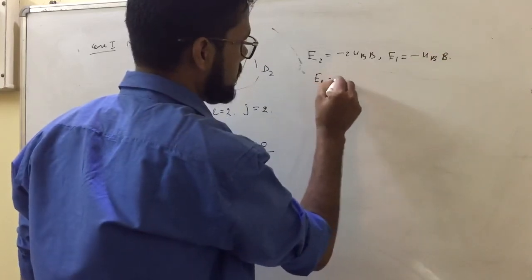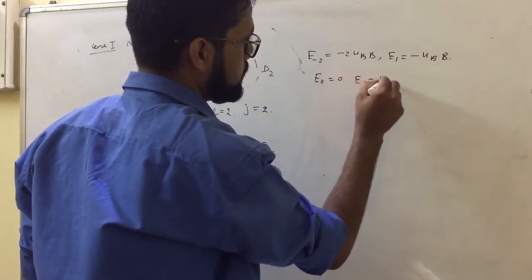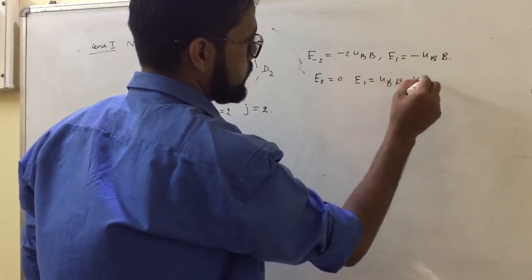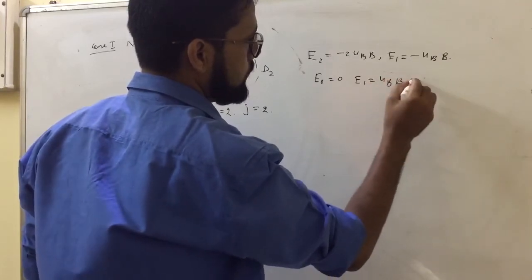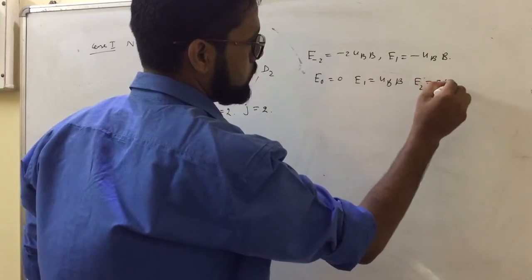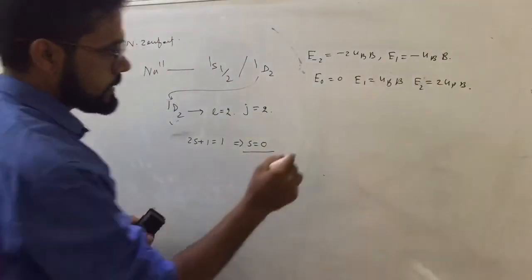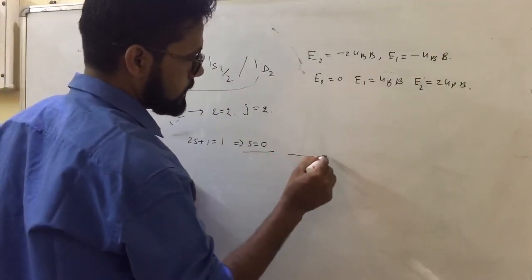E0 equal to 0, E1 equal to mu B, and E2 equal to 2 mu B. Clear? So the energy levels will get shifted like this.